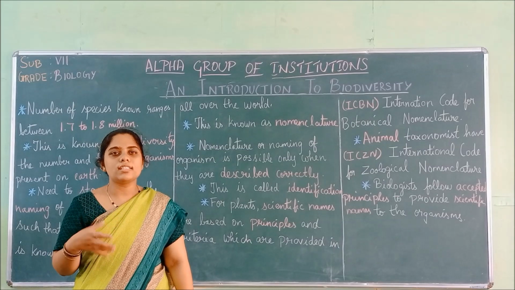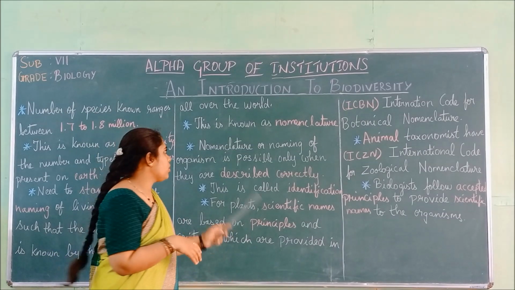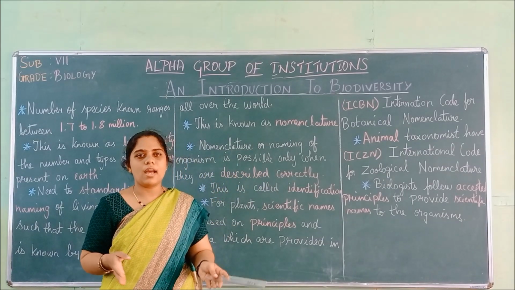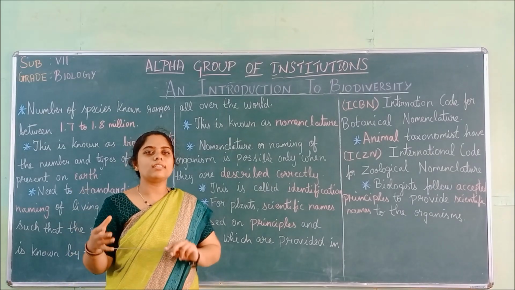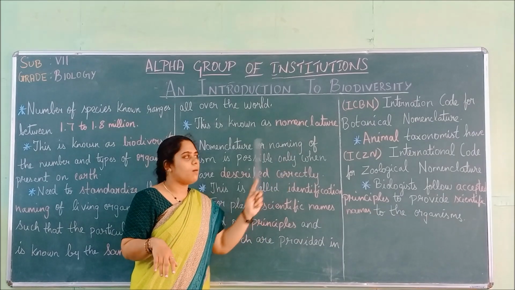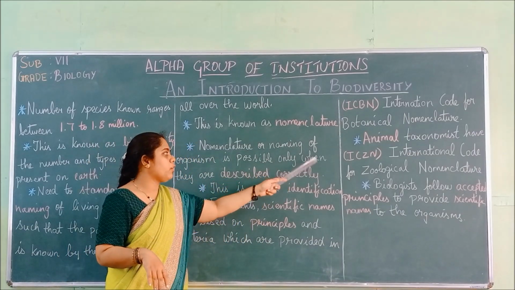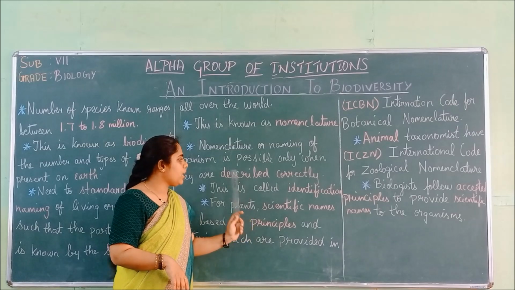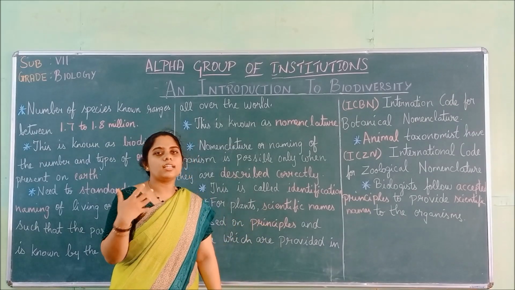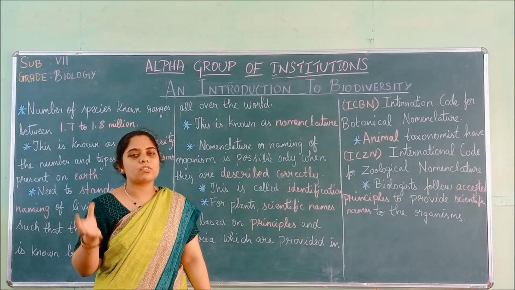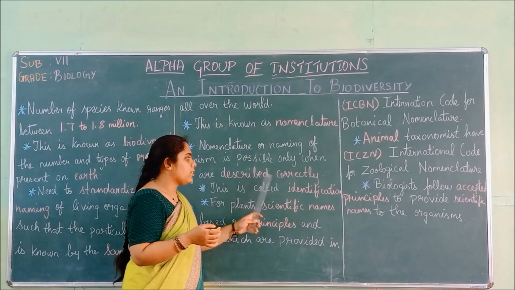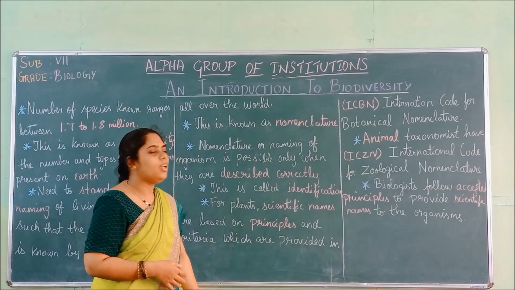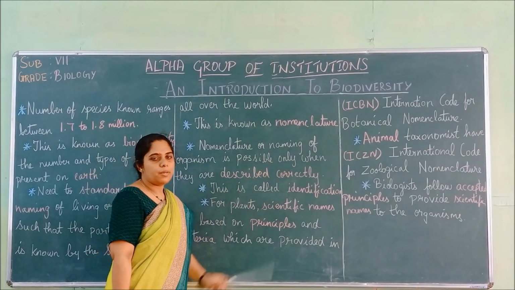So we should standardize some principles for naming such things. That is called nomenclature. Naming in a standardized manner, any organism should be named so that it can be called all over the world. It's called nomenclature, and the nomenclature or naming of organisms is possible only when they are described correctly. So the organism has to be described correctly, then only can we give a proper name to that organism. And this describing correctly is known as identification. So identifying the organism correctly, then only can we give a name or nomenclature.